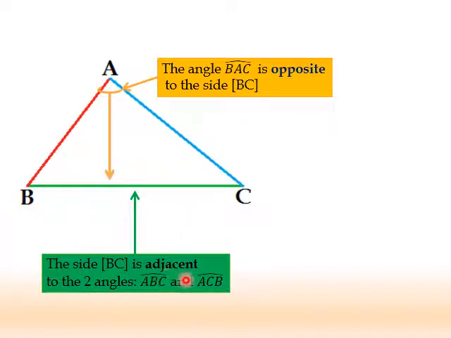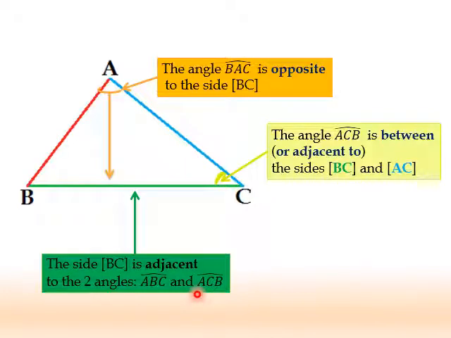Another word, adjacent. Here I can say that this side, which is BC, is adjacent to two angles. One of them is ABC, and from the other side here we have ACB. Okay, so the side BC is adjacent to two angles, ABC and ACB. The angle ACB is between two sides. What are they? CB and CA. And I can say this angle is adjacent to these sides.